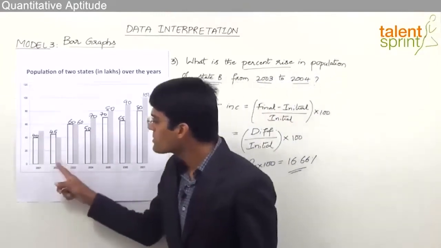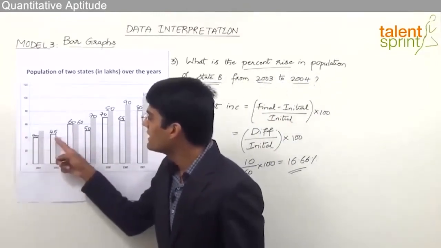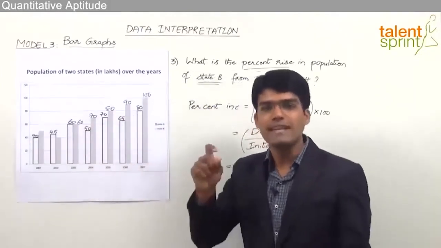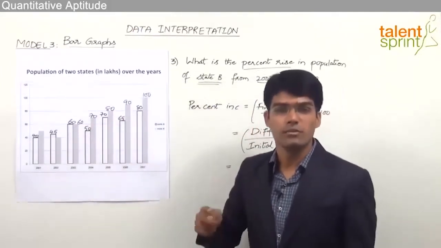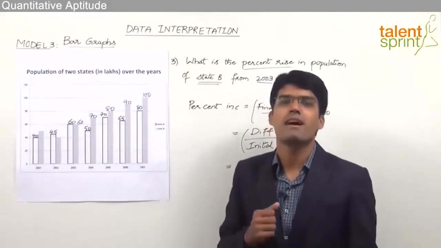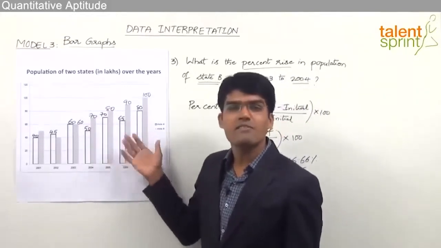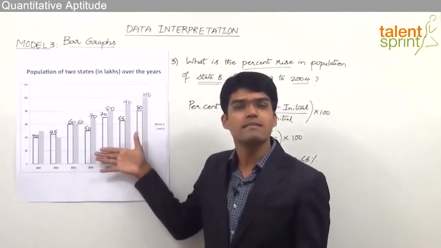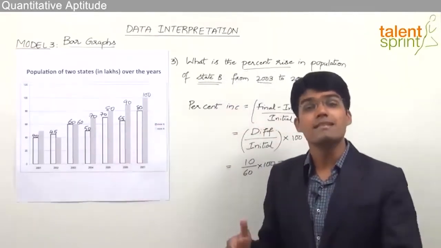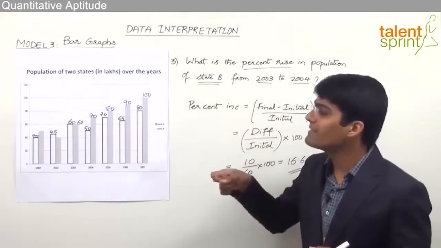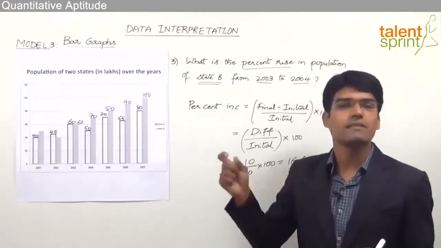If you observe, population of state B in 2002 is 40. In 2003, it is 60. 40 is becoming 60. So 20 lakhs is the increase on initial value, that is 40 lakhs. So 20 by 40 is half. Half is 50%. So this way, whenever we have the data in terms of bar graph, when the data is represented in terms of bar charts, it is easy for us to do the estimations visually. We can directly evaluate the percentage changes visually by taking the length of the bars.